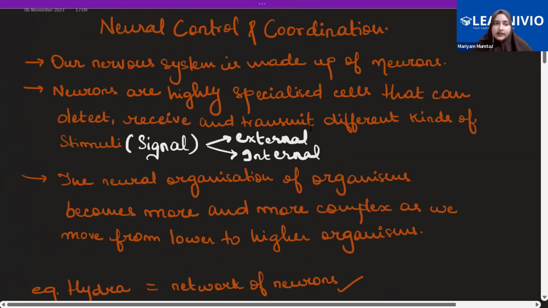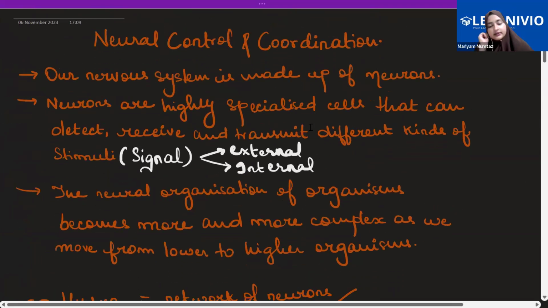Okay, now you people take out a fresh page, give a nice heading and start putting it down.